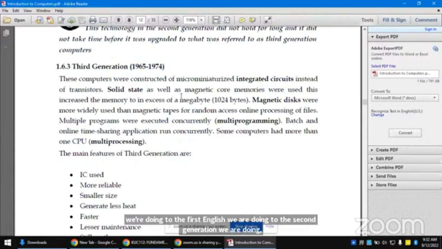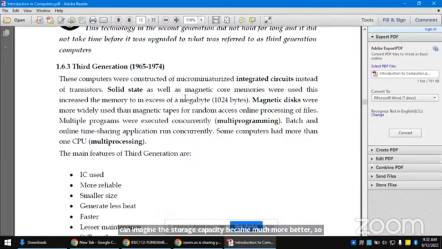Magnetic disks were more widely used than the magnetic tapes for random access, online processing of files. Multiple programs were executed concurrently. So in this particular one, we have multiple programs being executed. That's what we call multi-programming.